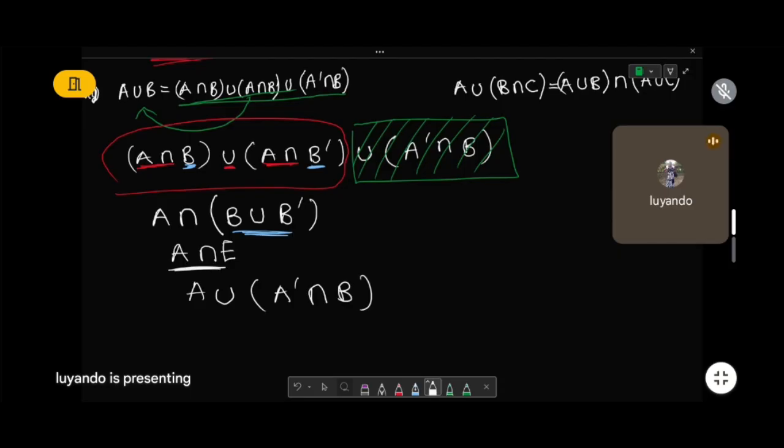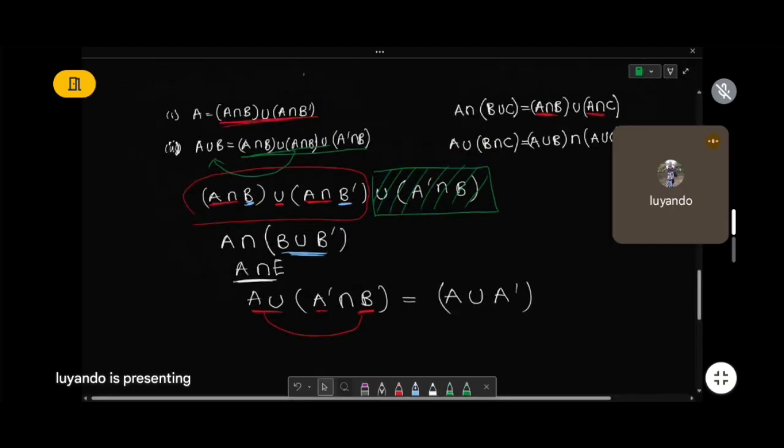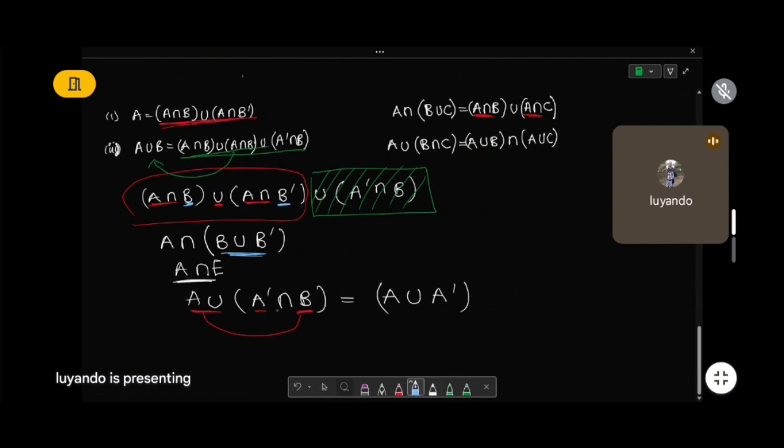From this we can use the distributive property. We can distribute this to this, and again we distribute it to this. So if we use the distributive property, we would say A union A complement, then the sign in the middle here, the intersection. Then we distribute this again to this, so we are going to have A union B complement.